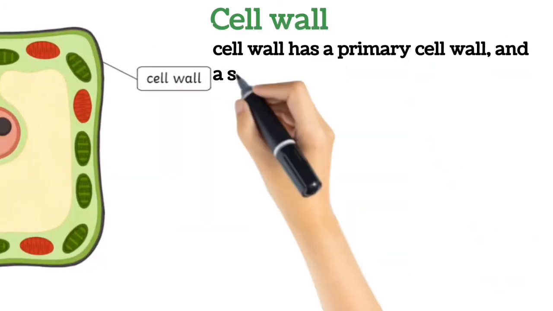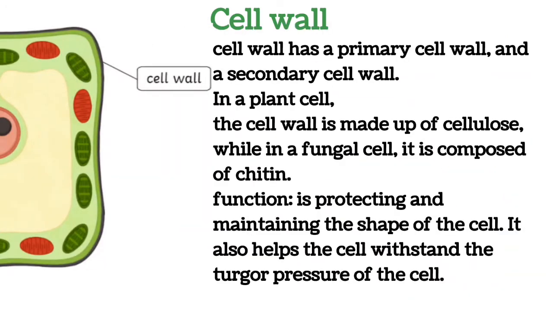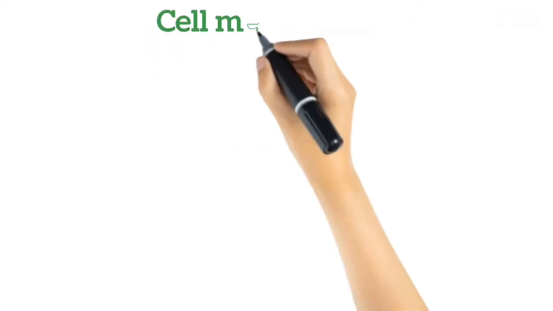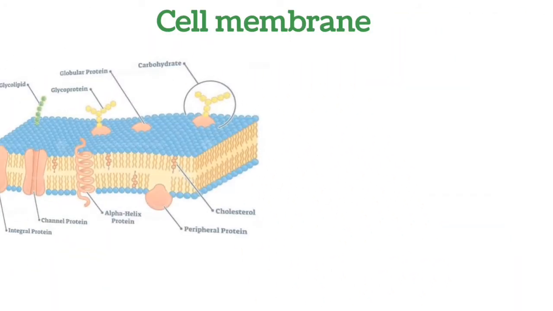The cell wall. The cell wall has a primary cell wall and a secondary cell wall. In a plant cell, the cell wall is made up of cellulose, while in a fungal cell, it is composed of chitin. It protects and maintains the shape of the cell. It also helps the cell to withstand turgor pressure.